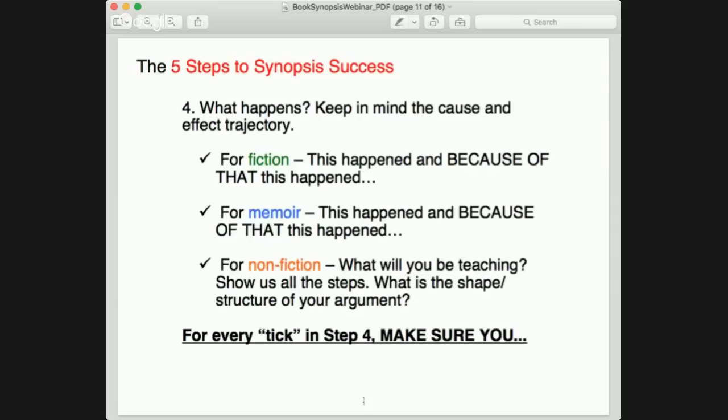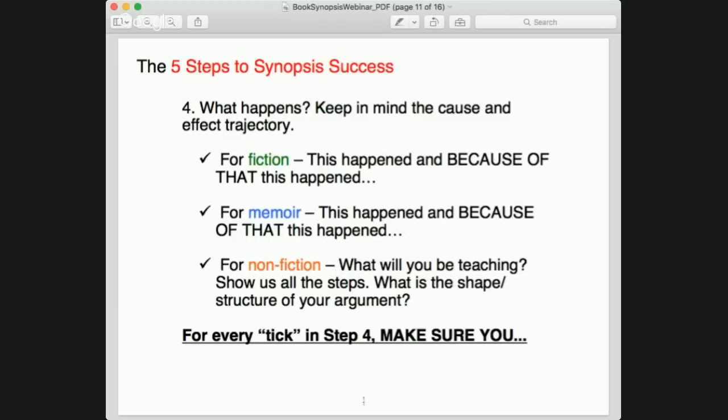It's a cause and effect. One thing triggers the next thing. And that's what triggers the next thing. And that's how you get that narrative drive. That's how you get a reader who can't stop turning the pages, because it's causality. It's one thing causes another. It's this happened because of that. And so when you're describing the things that happen in your book, you absolutely must keep this in mind.